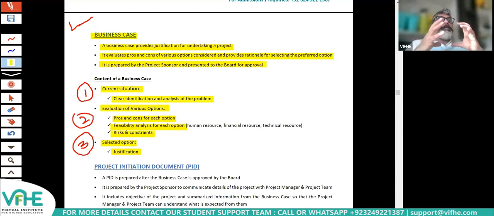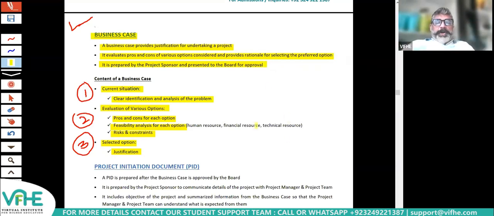So it has a problem. We have to define the current situation. We have to talk about the various options and its pros and cons and risks. And lastly, the sponsor would recommend which option he or she feels is the best for the company and why. And then let the board debate, let the board discuss in detail. And then ultimately the board will either approve or reject the proposal. That's how it works in the real world.